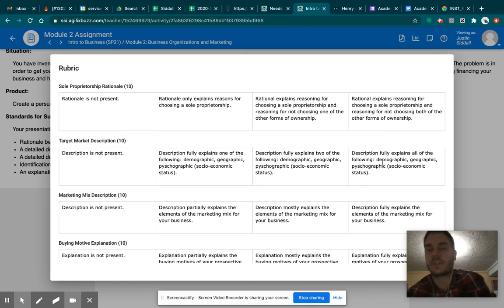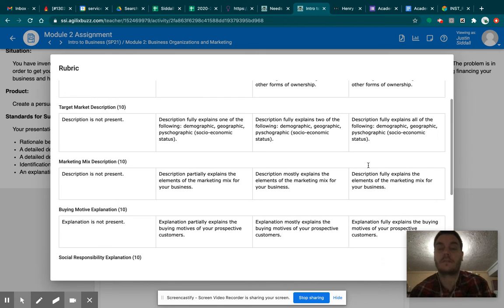All right, target market description: fully explains all of the following. I'm getting some of these that say my product is targeted to teens and they're going to love it because of this. Good. But what does it have to do with demographic, geographic, and psychographic? Now, if you don't know what those are, go back to the lessons. If you can't find it there, look it up. And if you still can't get a good understanding of it, call me. Get an idea of what you need to do, but it says fully explains these, not teens. It says nothing about teens.